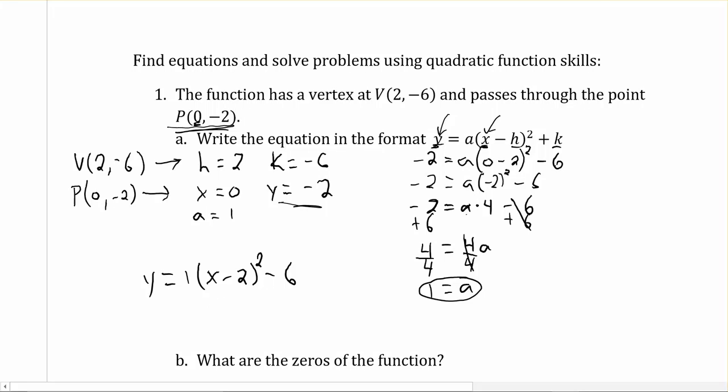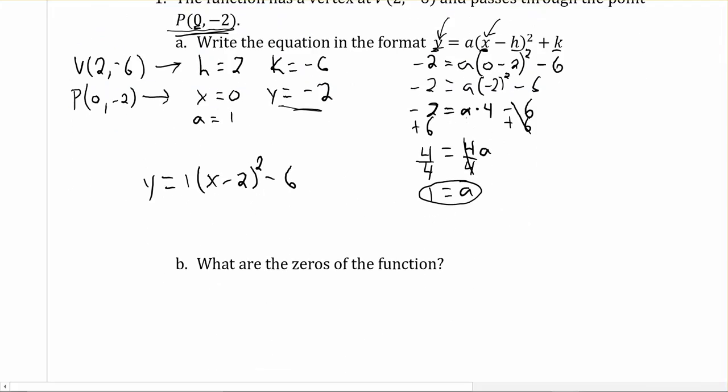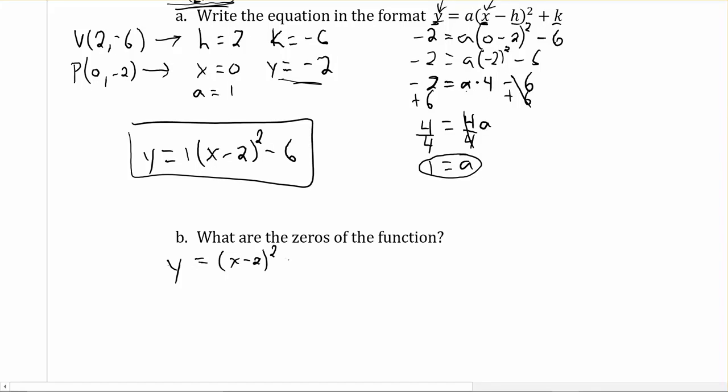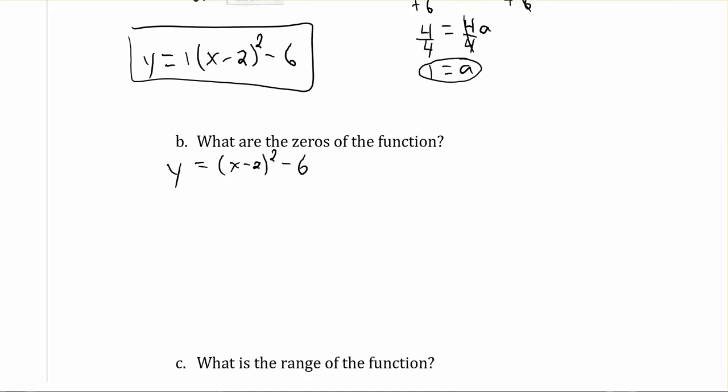Okay, next one says, what are the zeros of the function? So that was our formula in vertex form. This form is really no good for figuring out what our zeros are or what our x-intercepts are. So we've got to change that back. We've got to switch that back to our standard form. So I'm just going to write it again right here. y is equal to (x - 2) squared minus 6.